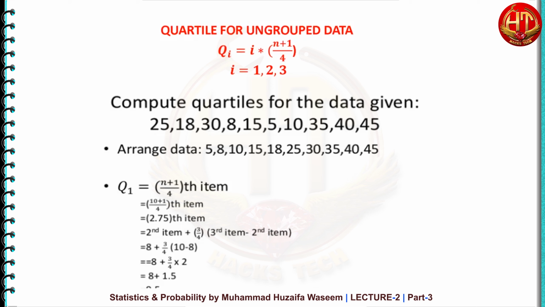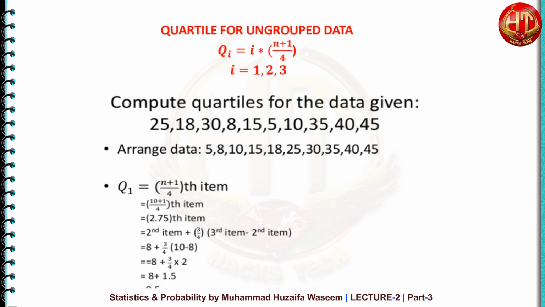Compute quartiles. Compute quartiles means you have to calculate the first, second and third quartile for the data given in a series. So for calculating the first, second and third quartile, first you have to arrange the series in ascending order. Okay, first you have to arrange the series in ascending order. After arranging the series in ascending order, for calculating the first quartile, put i equal to 1 in the above formula, which is equal to the (n plus 1) divided by 4th item.